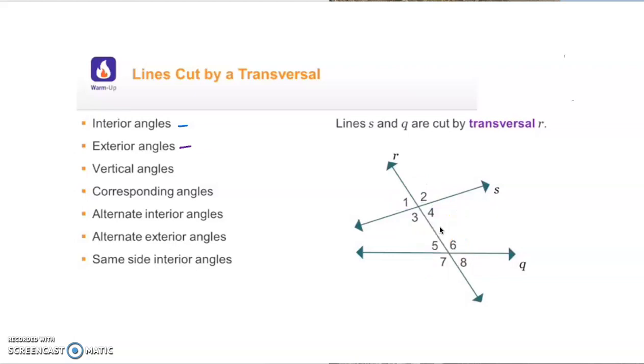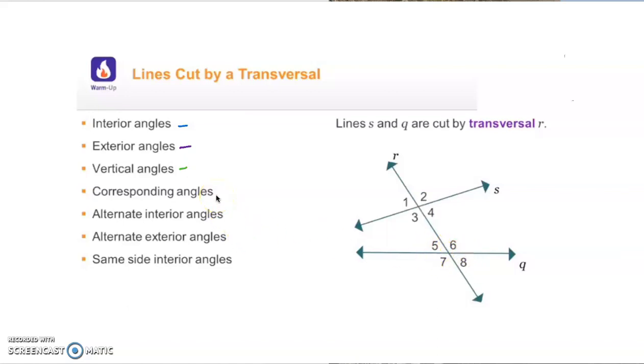Now, vertical angles are ones that form when two lines cross. So 2 and 3 right there are vertical angles. Take a look and notice that there are four sets of vertical angles. They're not all congruent to each other, but 2 and 3 are congruent, 1 and 4 are congruent, 6 and 7, and 5 and 8. Those are called vertical angles when they're on opposite sides of these two lines.